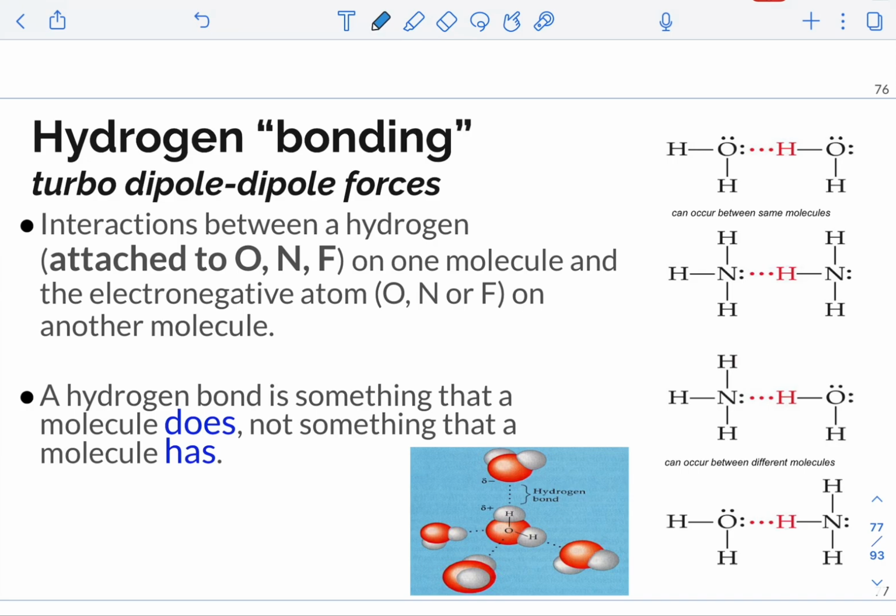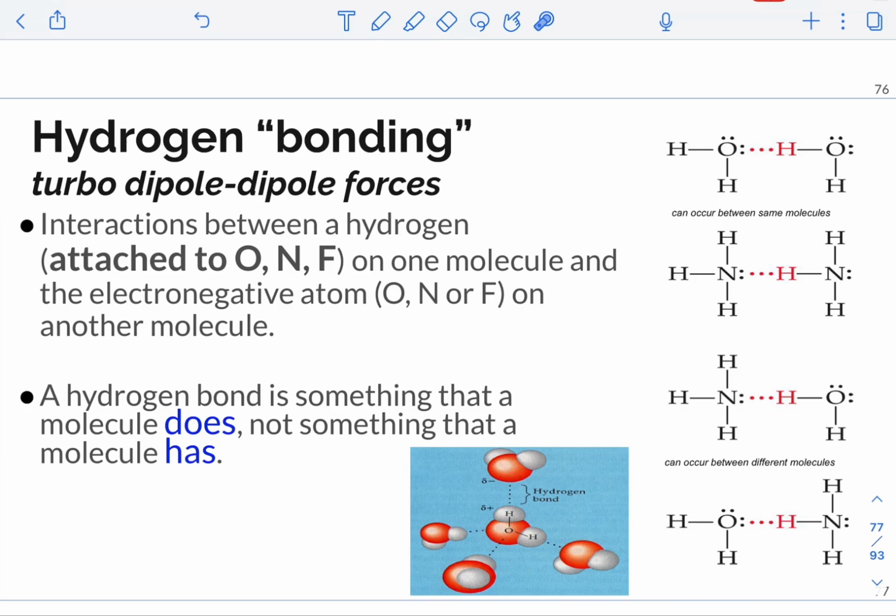And so it's really important that you don't say, oh, H2O has hydrogen bonding. It doesn't. It has covalent bonds. But it does hydrogen bonding because it has that IPF. So what they're saying is that you need to have a hydrogen attached to an oxygen in one molecule, and then that's going to attract the electronegative element in the other molecule.